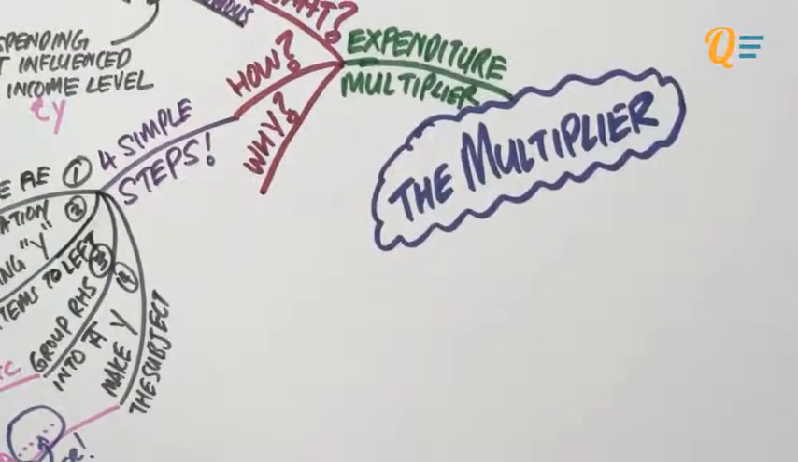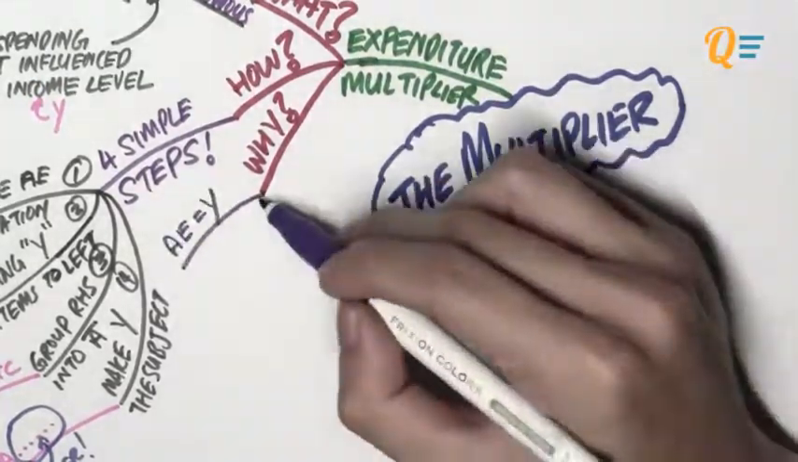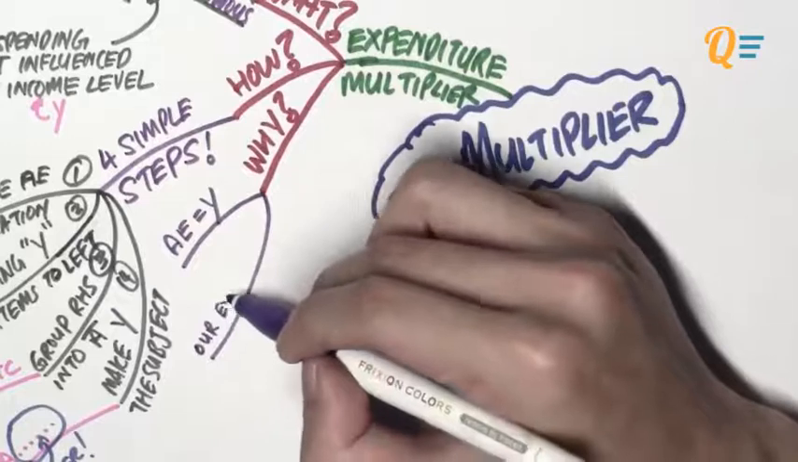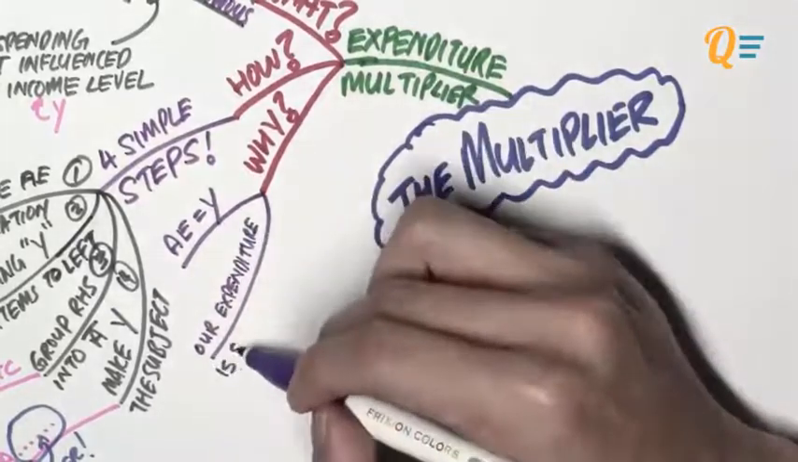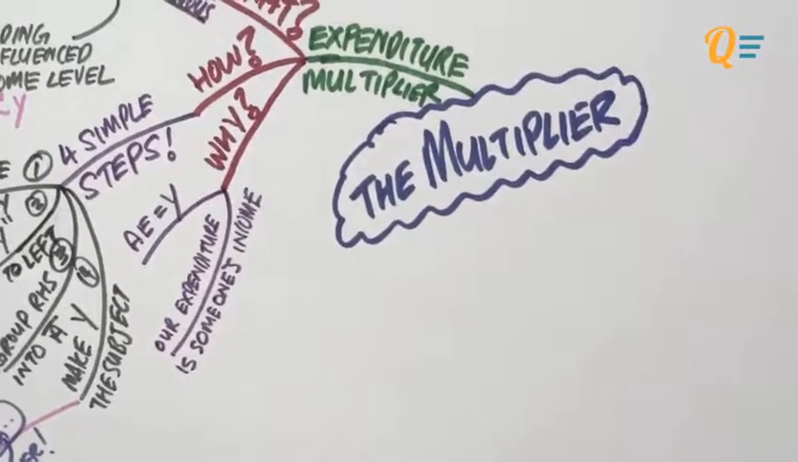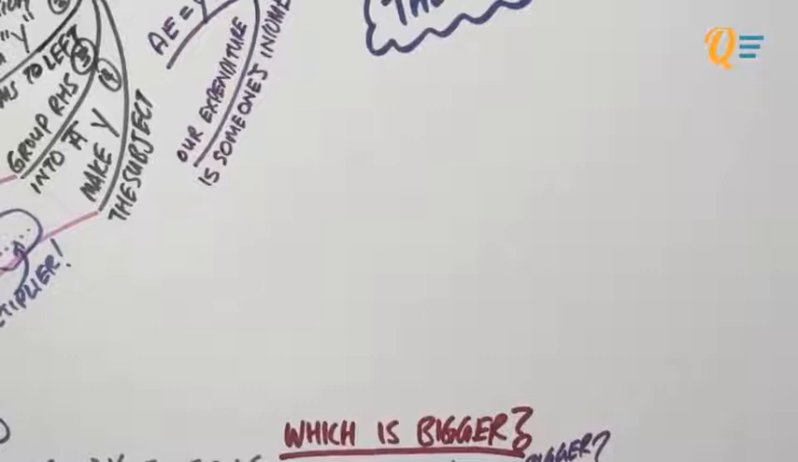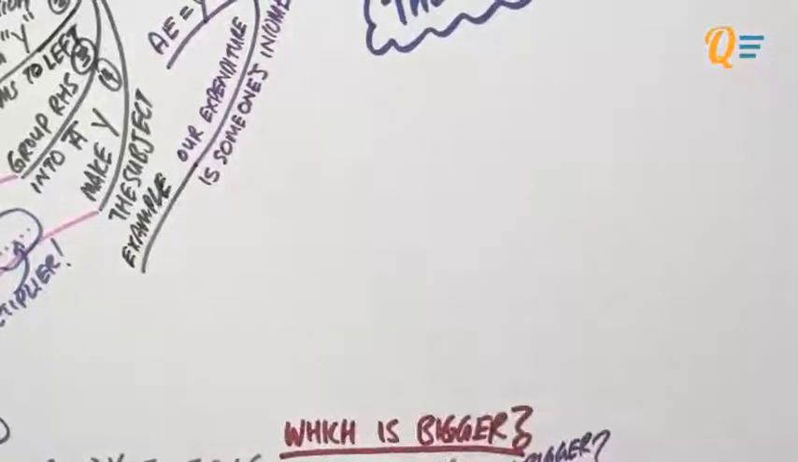Okay, so why is there an expenditure multiplier? What is the intuition behind the existence of this thing? Well, it is because of the AE equals to Y equilibrium, which basically says that our expenditure is someone's income. Okay, so in order to show you how this is going to work, I'm not going to show you math. I'm just going to show you a simple example.